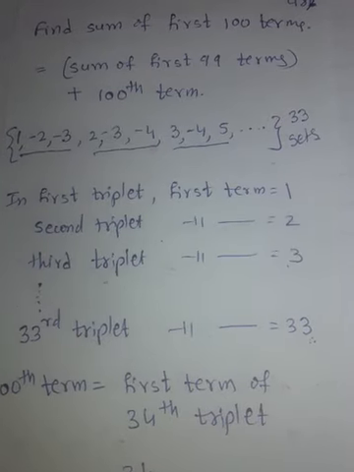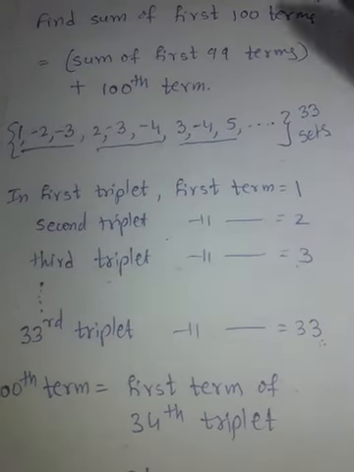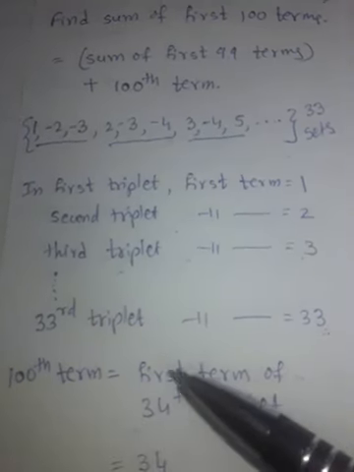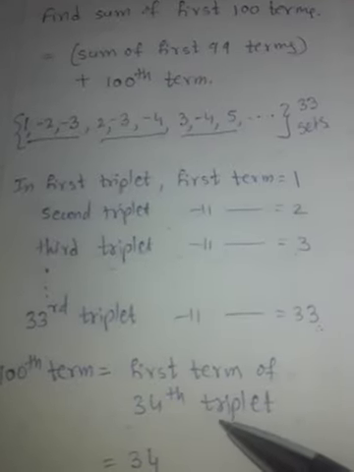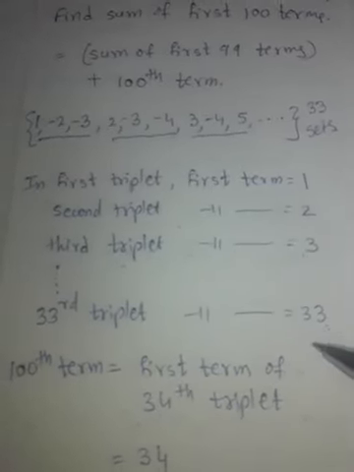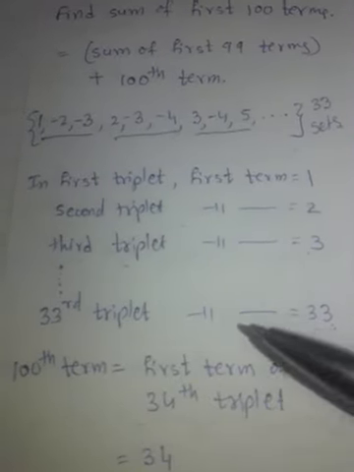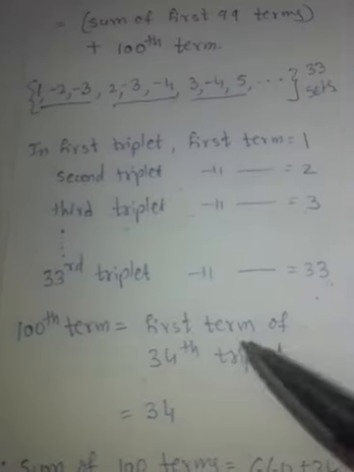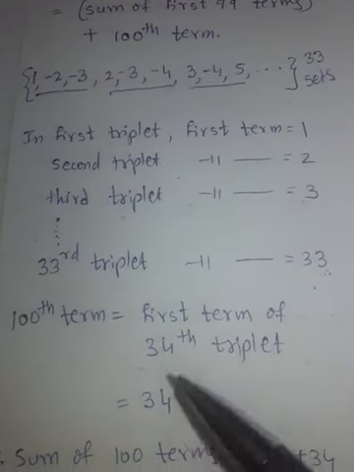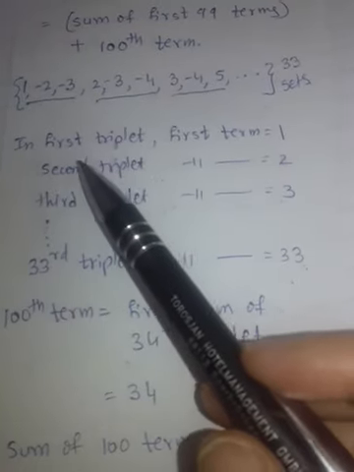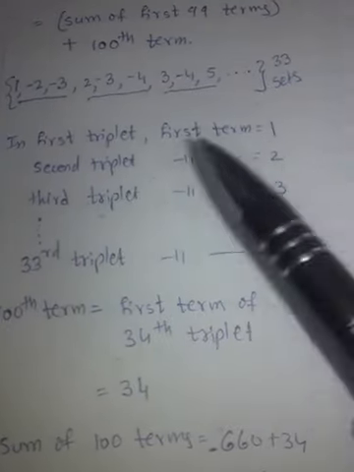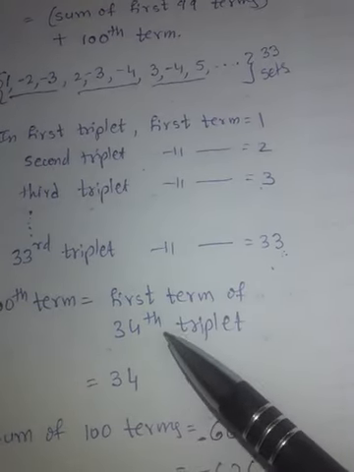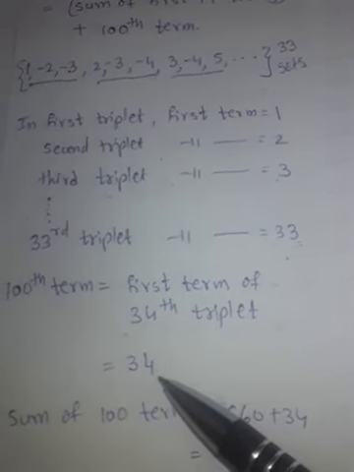But now we want the 100th term. That is going to be the first term in the 34th triplet. 33 मतलब ये 99 terms हो गया. And now we want the 100th term, the first term in the 34th triplet. And what will be the first term in the 34th triplet? It will be 34. See the relation. First triplet का 1, second triplet का 2, third triplet का 3, 33rd triplet का 33. So 34th triplet का first term will be 34.